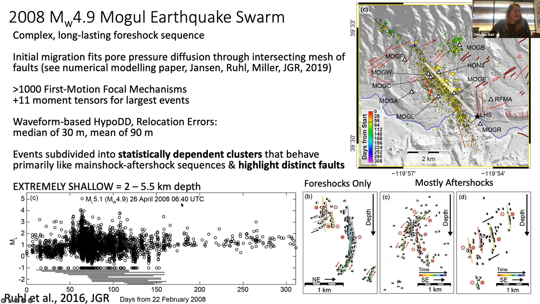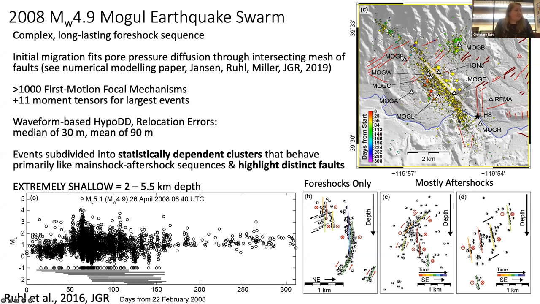One of the reasons this sequence is so interesting is that it was extremely shallow. All of the events, these focal mechanisms I'm showing, are in the top 5 kilometers of the crust. So we're talking about a very shallow incipient fault zone that is not mapped at the surface. The Quaternary faults are plotted in red, and you can see that none of them match the alignment of the seismicity that we see.